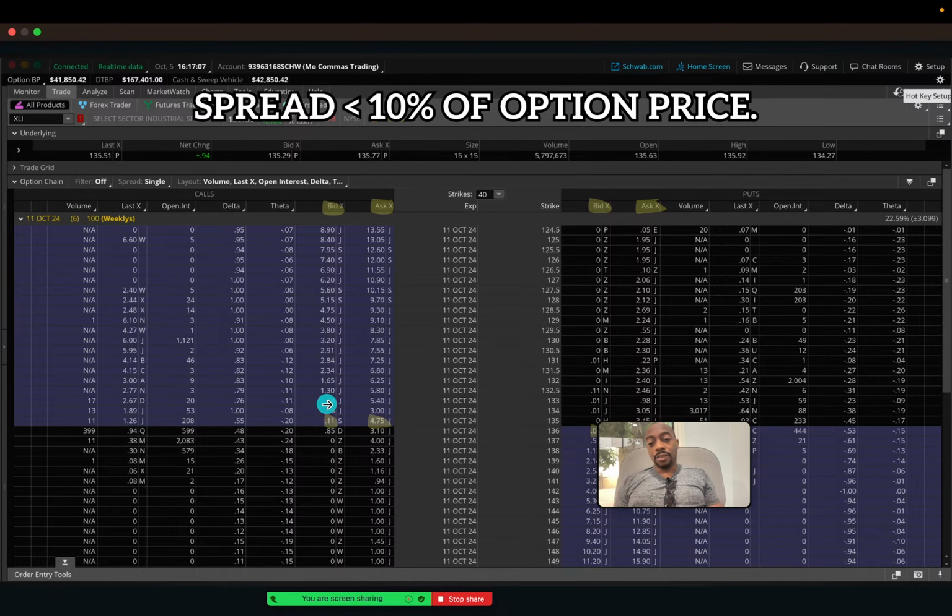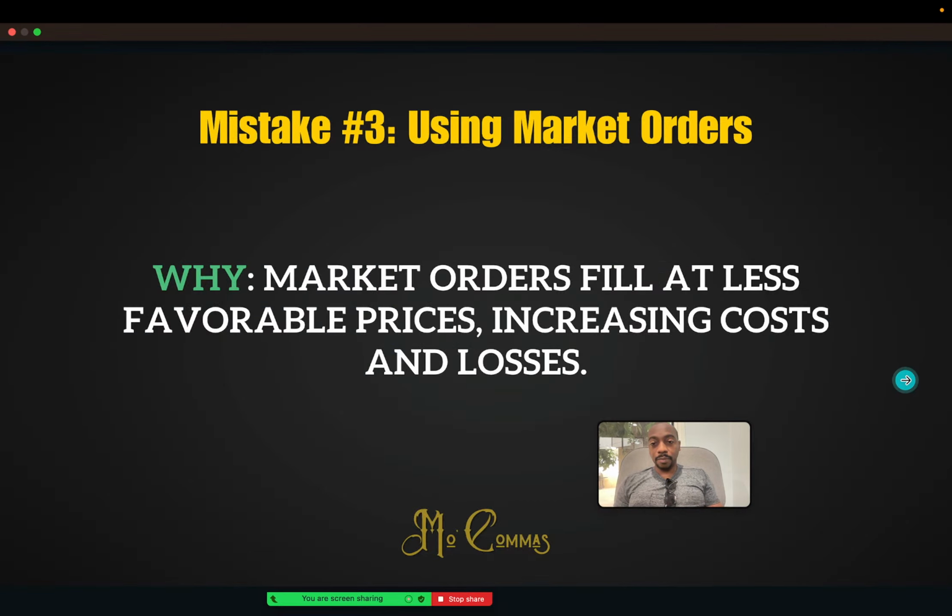So this is where you might have a good idea, but you need to go find a different expiration date. Or if all of the expiration dates have really wide spreads, I just won't trade it because while the stock itself might be doing what you want it to do, the option is wild. And if the option is wild, that's not a good boat to be in, right?